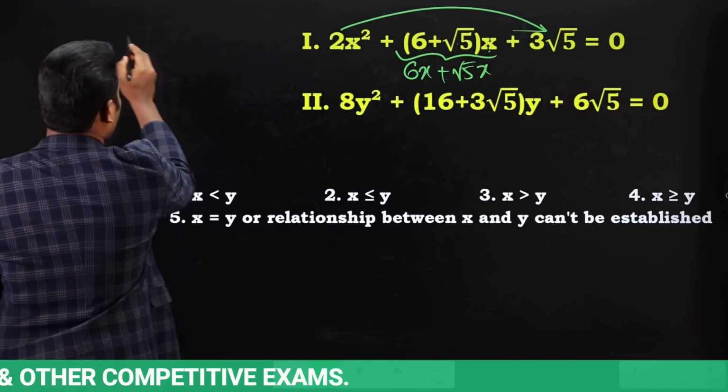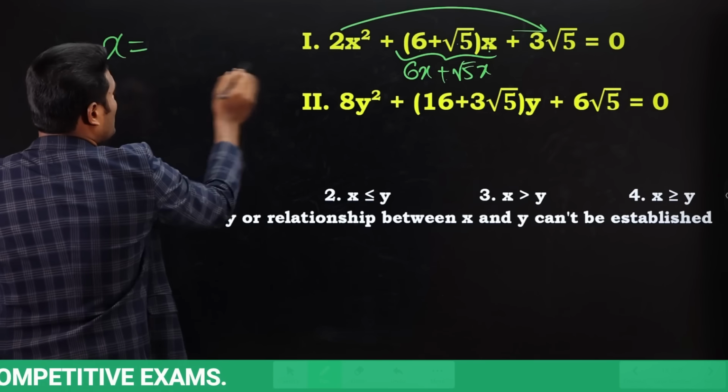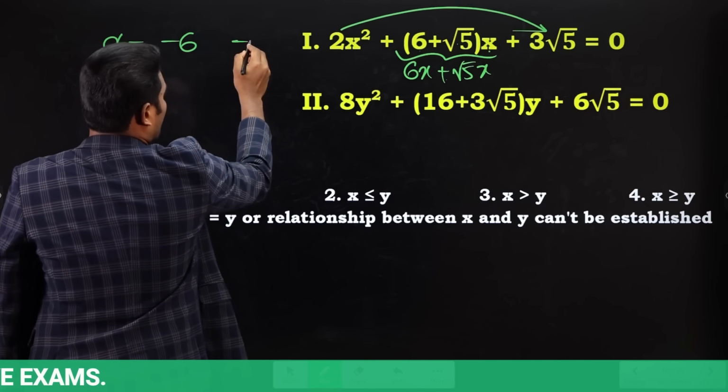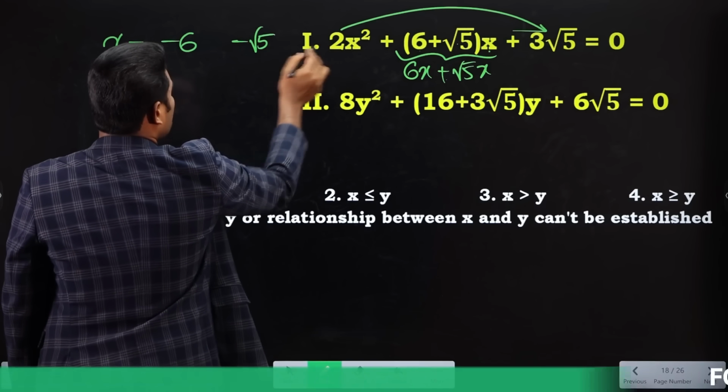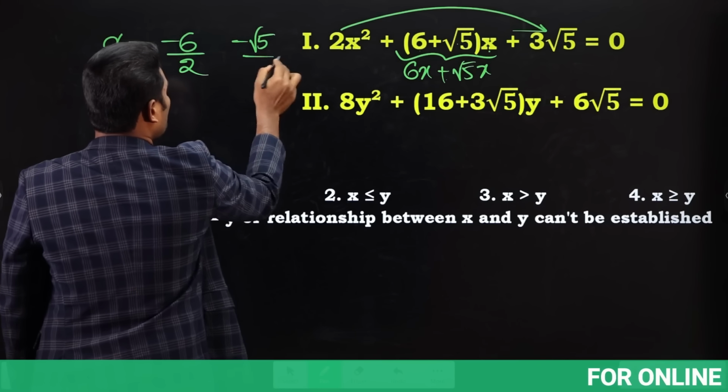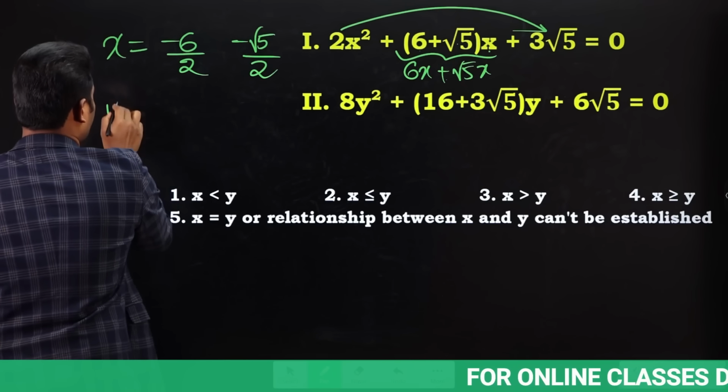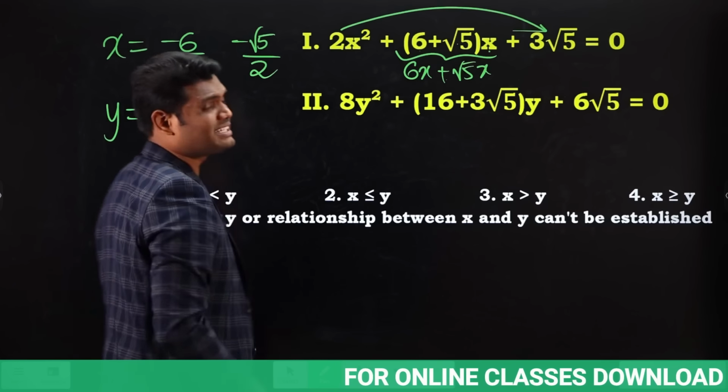Plus 6 plus root 5 means, then what will be the roots? Roots will be minus 6 minus root 5. As you have a value 2, divide by 2, divide by 2. This is nothing but the x value. Is that clear? It is given to us directly.